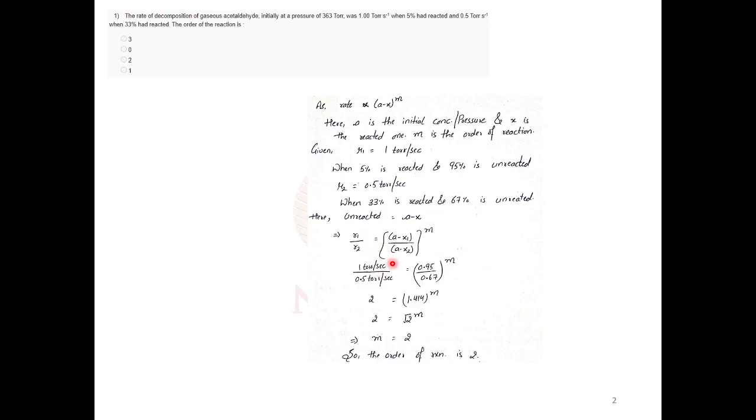So r1 by r2 is 1 torr per second by 0.5 torr per second, equal to (0.95 by 0.67) whole to the power m. This is 2, and the right side is approximately 1.414 whole to the power m. As you know, root 2 is 1.414 and root 3 is 1.732. So this is root 2, and root 2 means 2 to the power half. So 2 equals 2 to the power m by 2, so m by 2 equals 1, because the power on the left is also 1. So m equals 2. Hope you understand. The order of the reaction is 2.